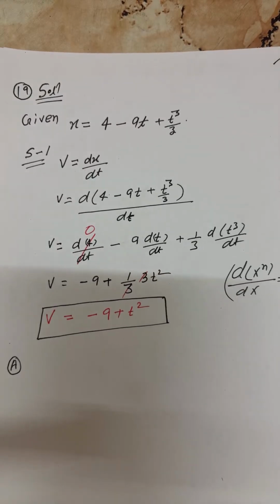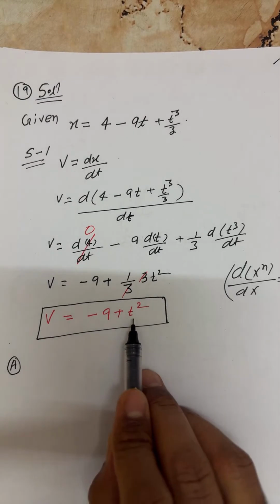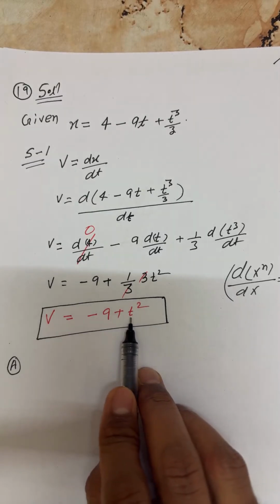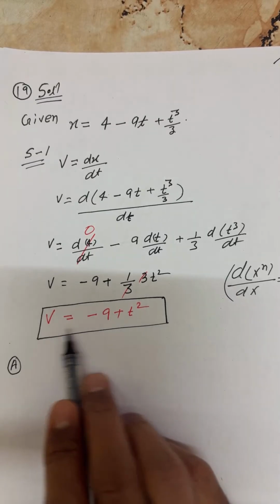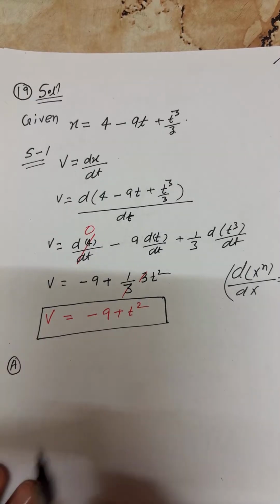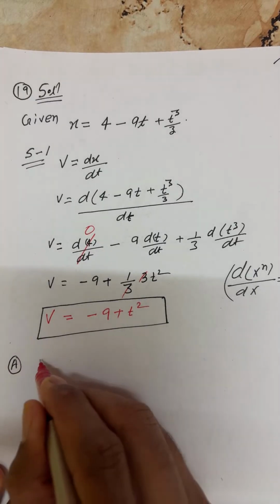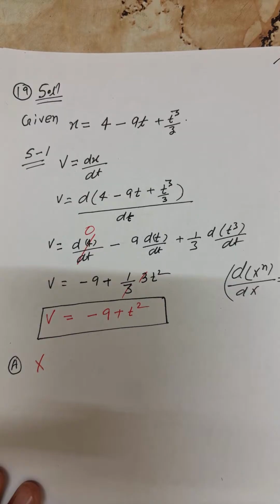Beta, the options they mentioned: direction of motion is not changing at any instant of time. So this is wrong, my dear. Once we put t equals 3, the velocity will become 0. So option first is wrong. Right, my kids?